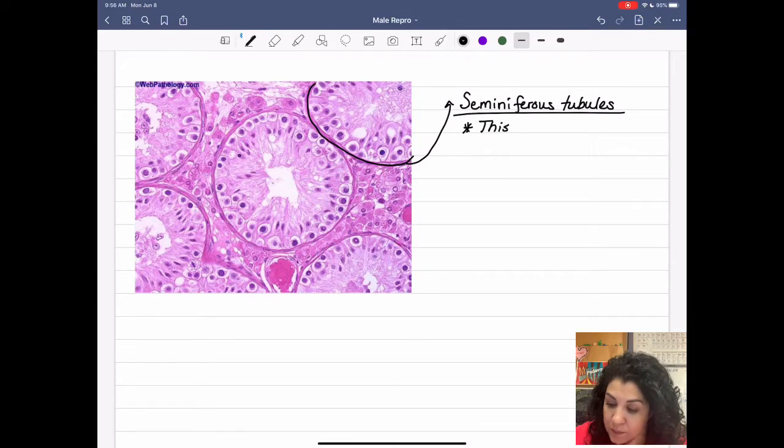This is where we call that spermatogenesis. Genesis, creation of sperm.